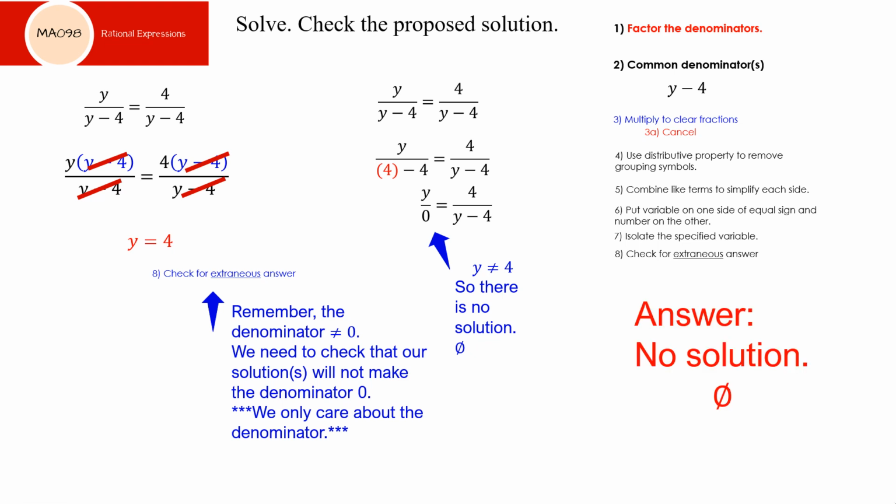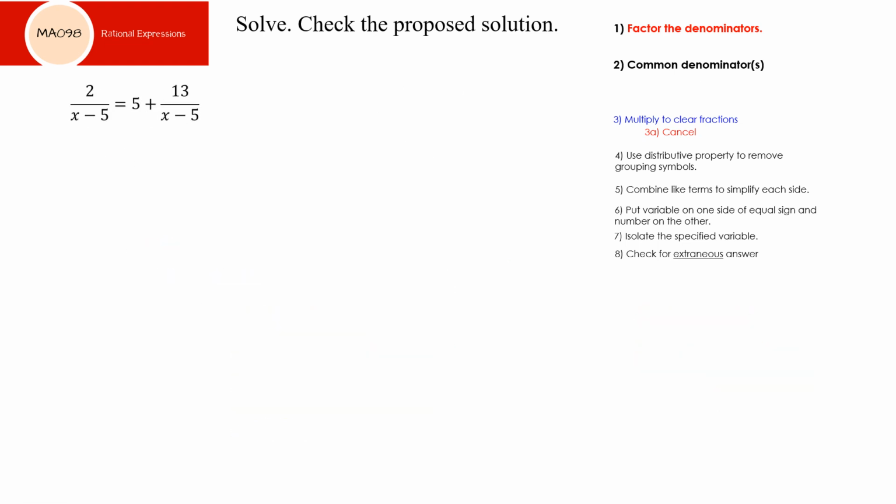Let's look at another one. First, we have to factor the denominators. Well, in this case, we just have x minus 5. So that means our common denominator is x minus 5. Next, we need to multiply to clear the fractions. Remember, we're going to multiply everything by our denominator. So I'm going to take 2 times x minus 5, 5 times x minus 5, and 13 times x minus 5. Then we're going to cancel anything we can.